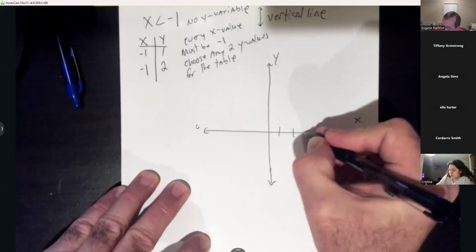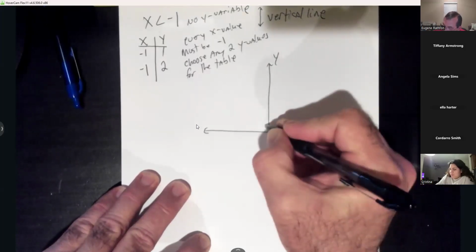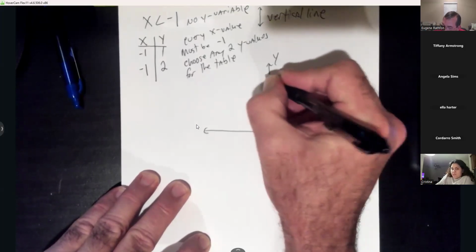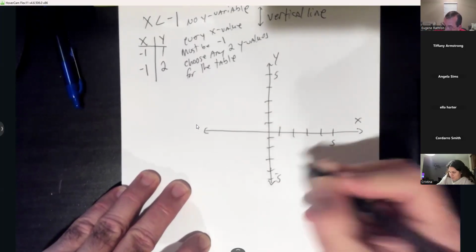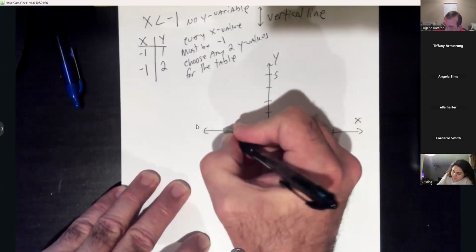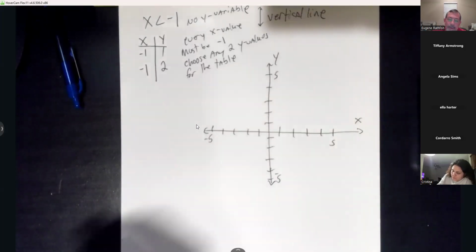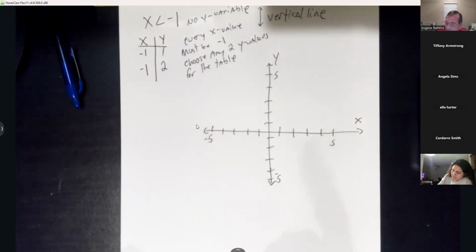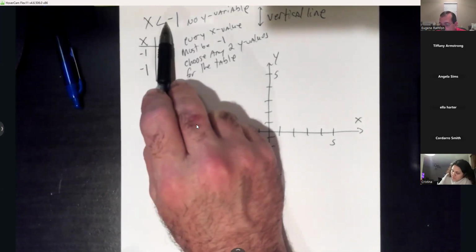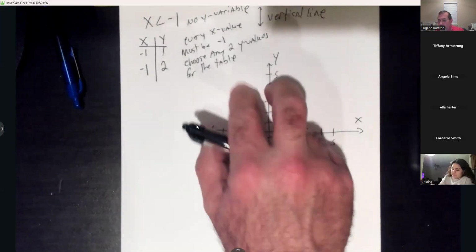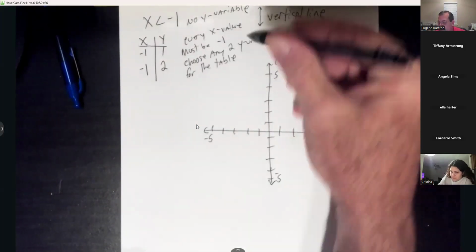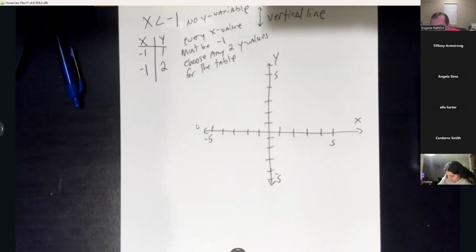Well, so this won't be too bad. I'll just go out 5 on this one. Now, this is the only graph today that will not be able to be done on the calculator because the calculator is y equals. We don't have an x equals on the calculator, so we can't graph this one on the calculator. But y'all, it's a vertical line anyway, so it's not even a function, right? Because a vertical line is going to fail the vertical line test.